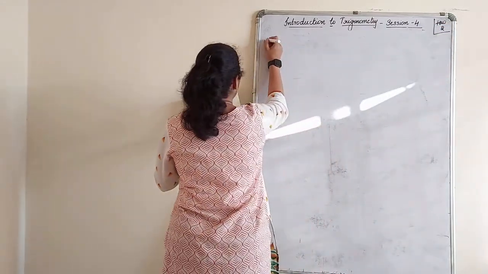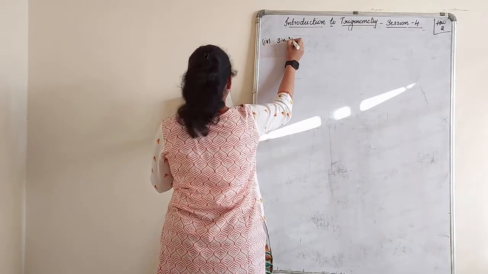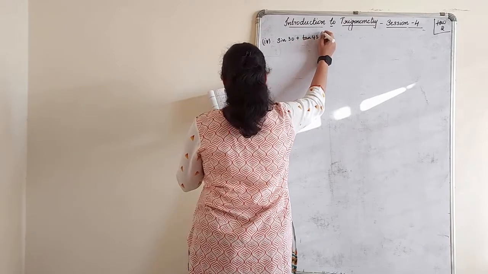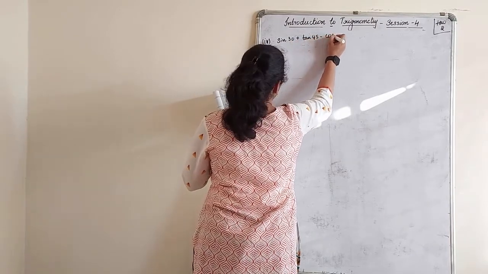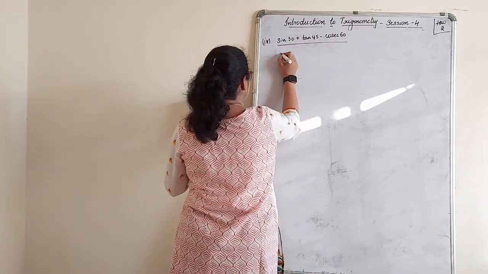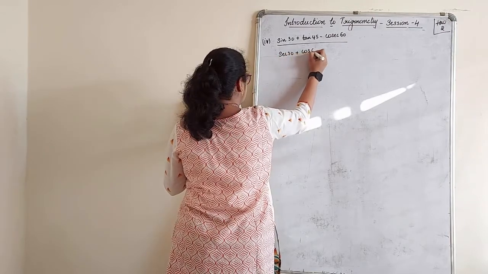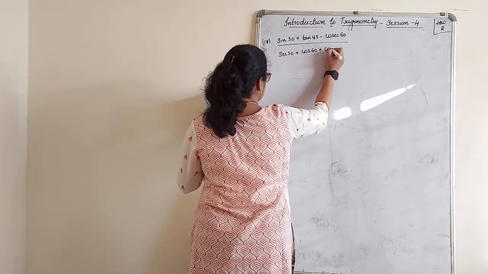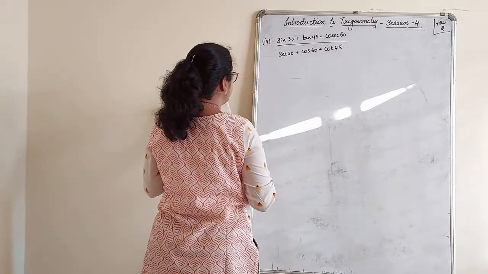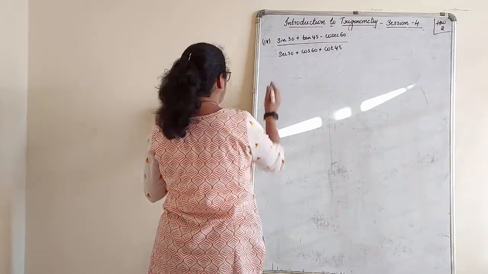Fourth one, sin 30 plus tan 45 minus cosec 60 divided by sec 30 plus cos 60 plus cot 45 degree. Sin 30 plus tan 45 minus cosec 60, sec 30 plus cos 60 plus cot 45.